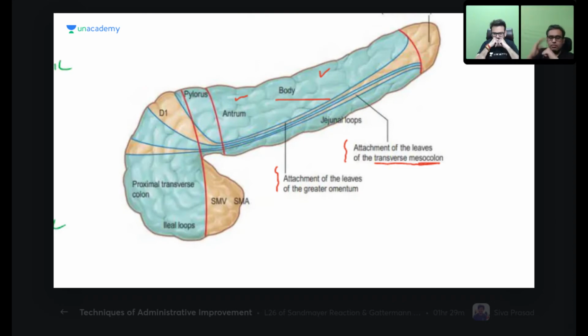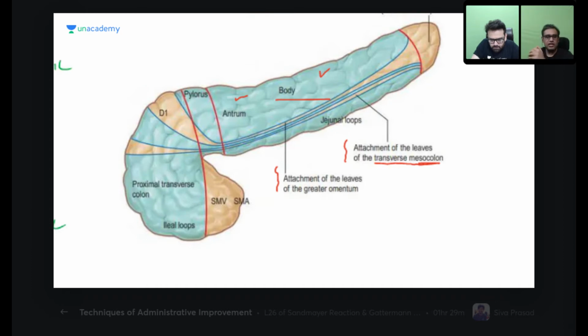I told you before also, the duodenum and the pancreas both are secondary retro. Both have to be at the same level. So D1 you can see above, and D2 is to the side of it, therefore not seen over here. D3 is below it, not seen.